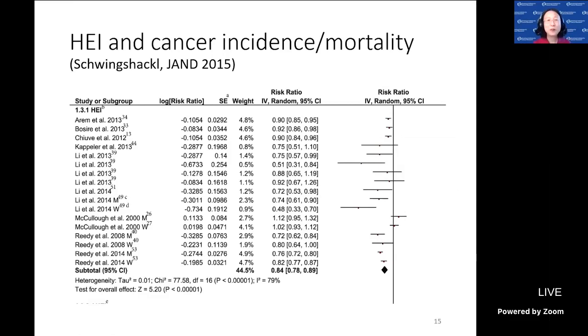Anyway, let me give you some results on the HEI, the Healthy Eating Index, and this is overall cancer incidence, you know, cancer from all sites. If you look at this, overall, you can see that generally this score measures adherence to healthy eating recommendations. And so the higher score means high adherence to those recommendations. And we are very happy to see that it is also associated with lower risk of cancer overall.